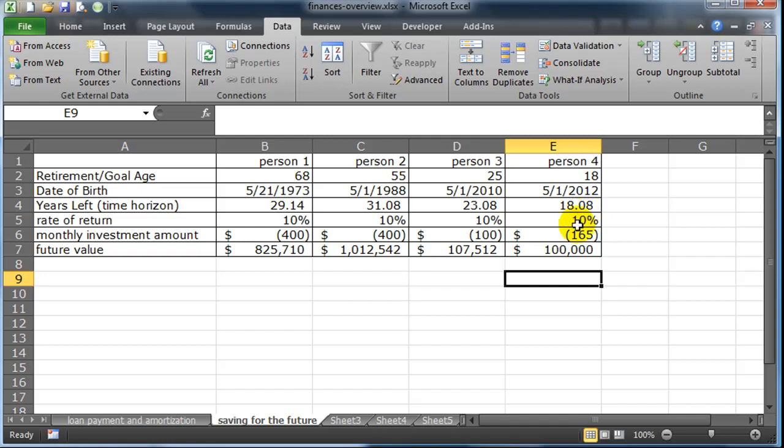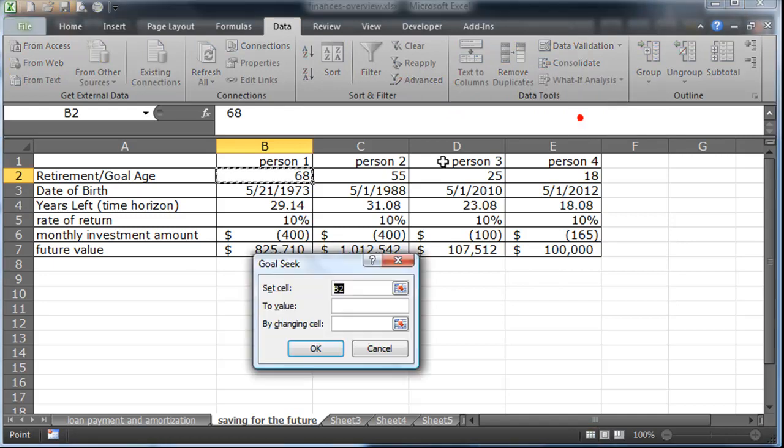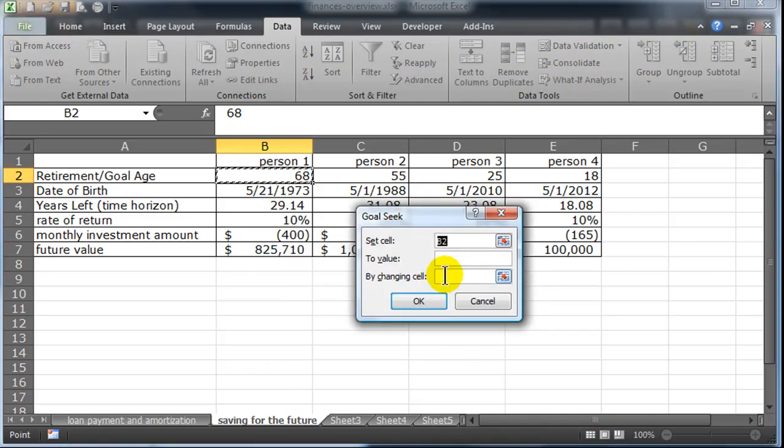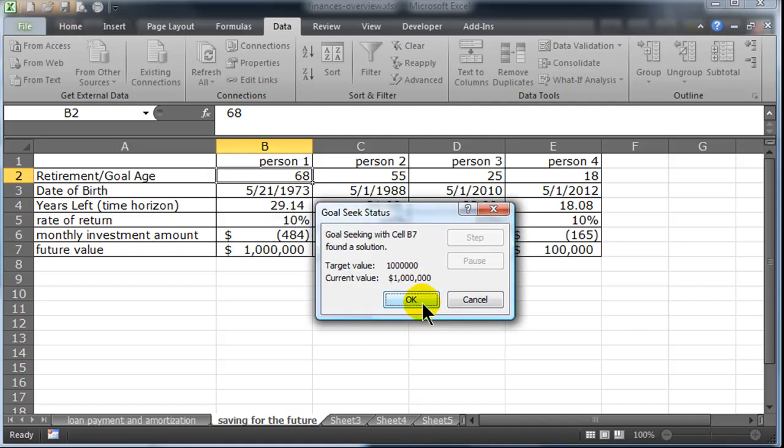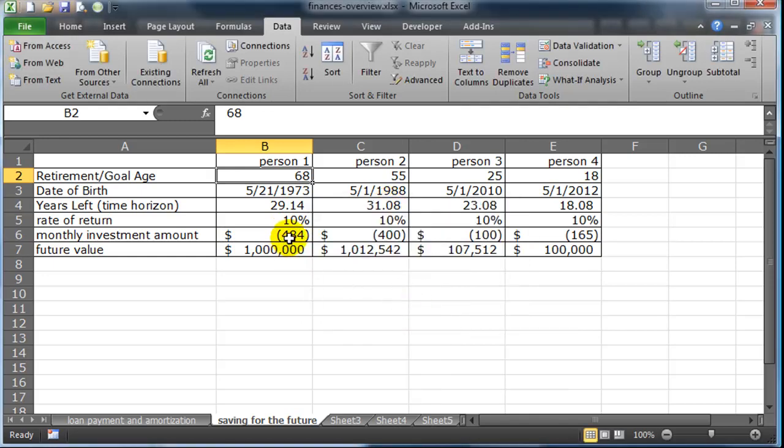Okay, and we could do similar things for all of these scenarios. You know, what if I really want to have $1 million at age 68? Well, I can use that goal seek again. What if analysis? Goal seek. Okay, I'm going to set my future value to 1 million, 1 and 6 zeros, by changing my monthly investment amount. Click OK. And now I've determined that I really need to be saving $484 a month if I want to get to that $1 million goal.